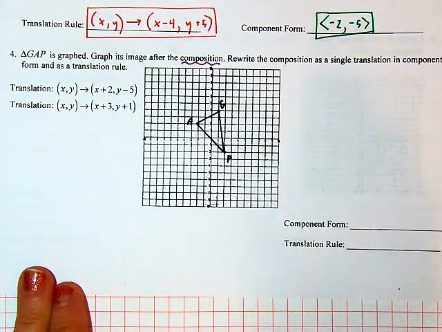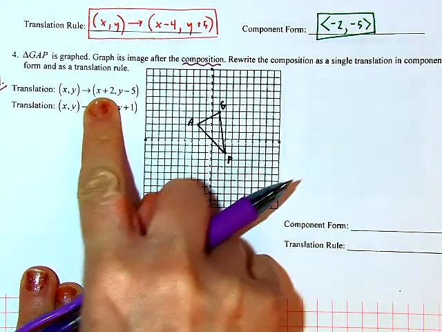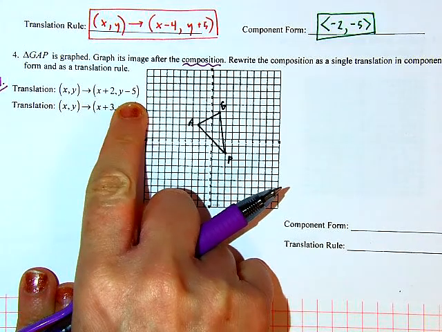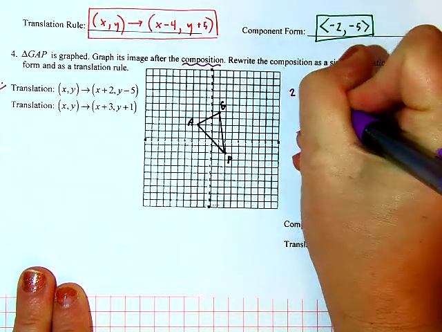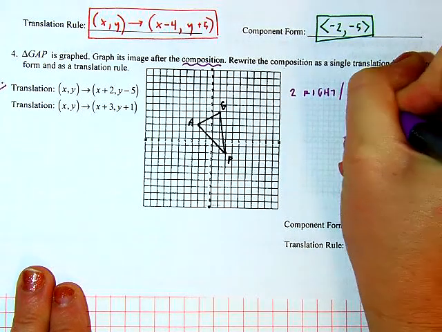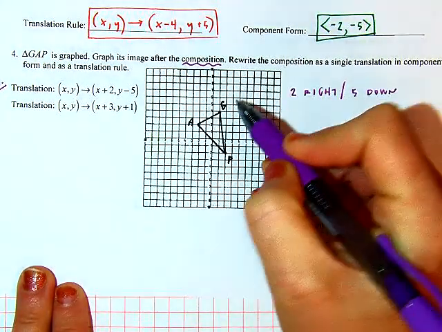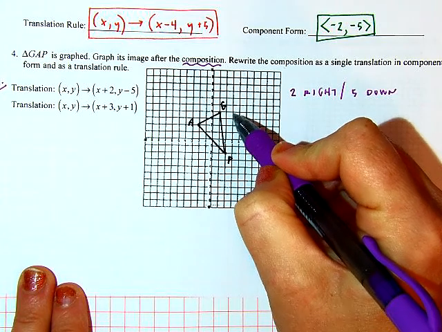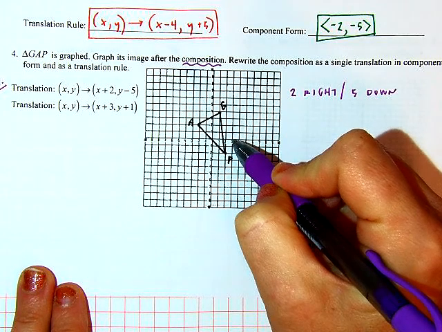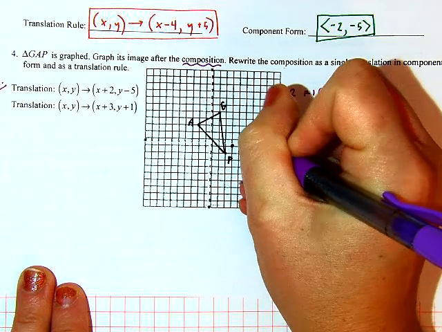So if I look at my first one, the instructions are saying 2 right and 5 down. So I start there. So 2 right and 5 down. 1, 2, 3, 4, 5. So here's my new G. Here is my G prime.